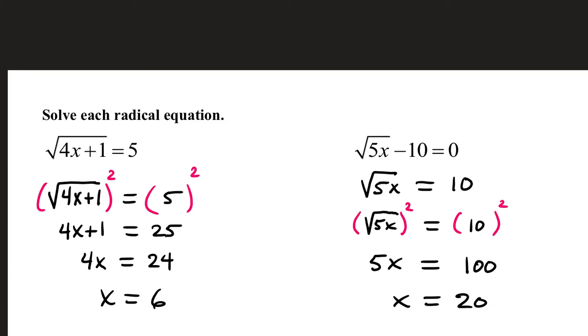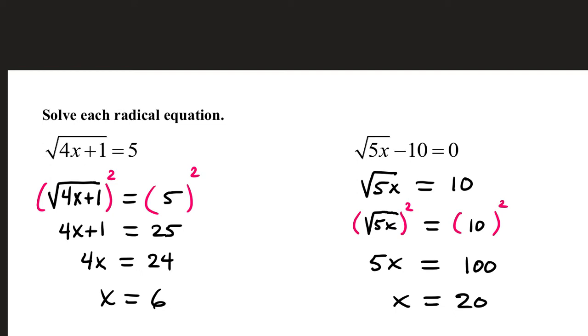Solving for x, we subtract 1 from both sides. 4x equals 24, and then we divide by 4. X equals 6. 4 times 6 is 24, plus 1 is 25. Square root of 25 is 5, so that is satisfied.